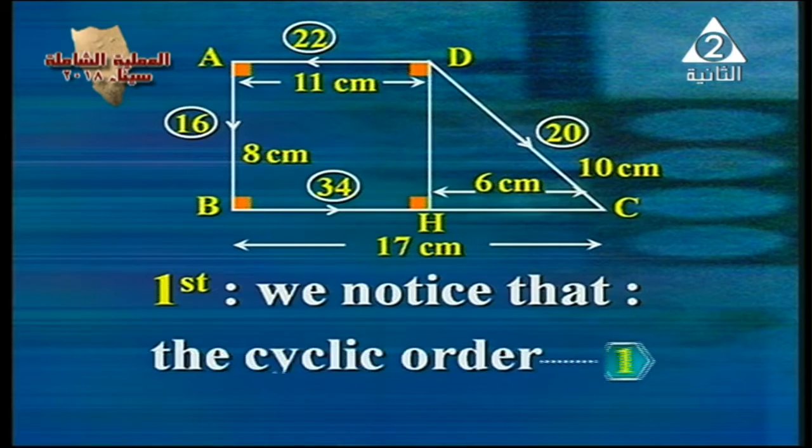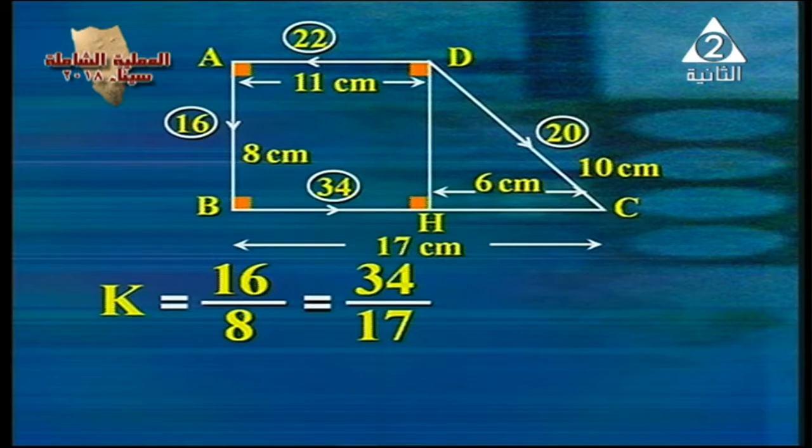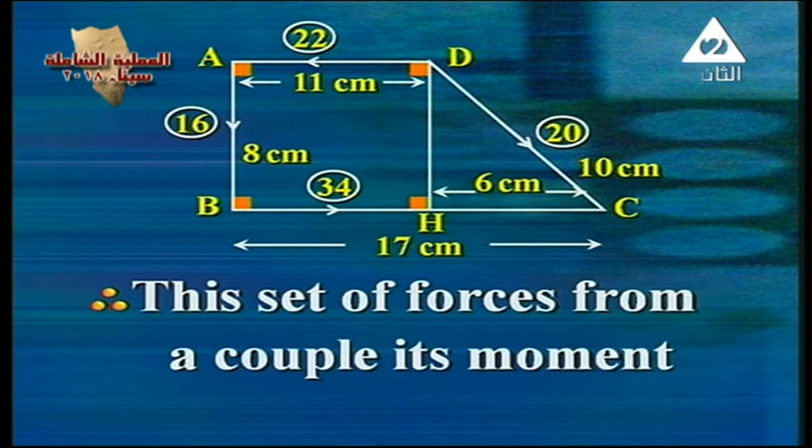First, we know the cyclic order in triangle DCH or HCD. What is the constant K? 16 over 8 equals what? Equals 34 over 17 equals 20 over 10, then K equals 2, and 22 over 11 also. Each ratio is equal to this constant. These are the forces forming a couple.